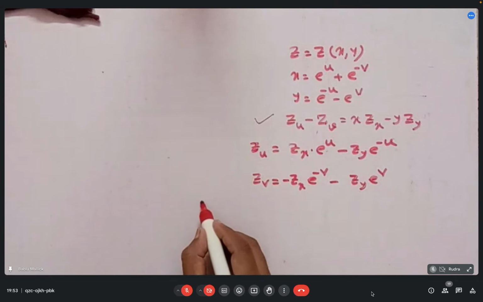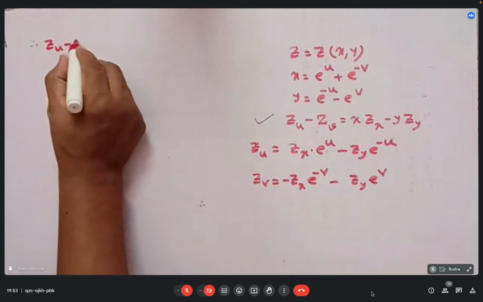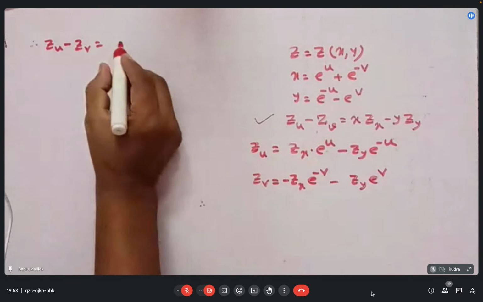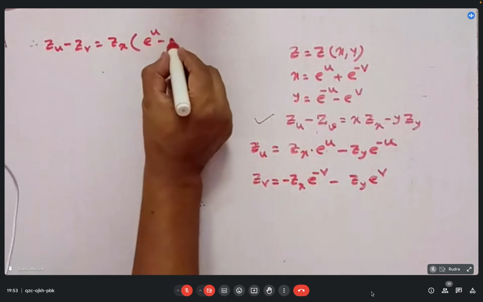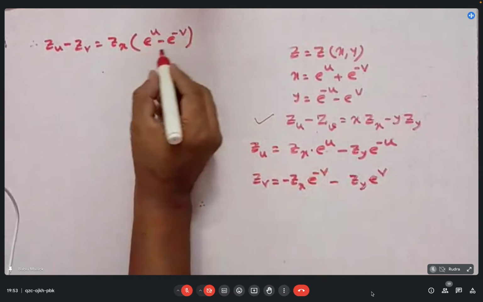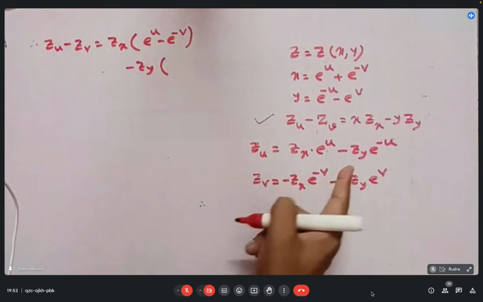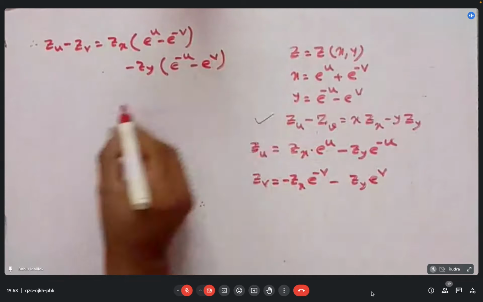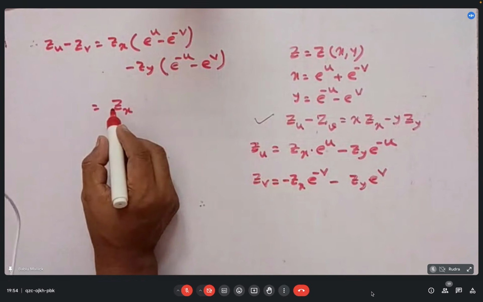Therefore z u minus z v is equal to, if we take z x common, it is e to the power u minus e to the power minus v, and minus of z y common, you will get e to the power minus u minus e to the power v. So it is z x, and this value.